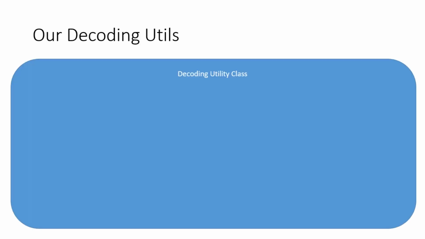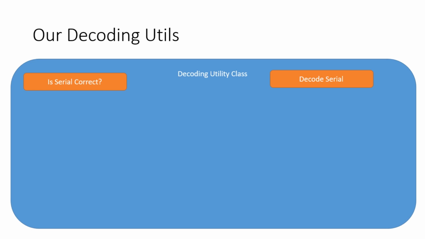Right, moving on, let's visualize our app in the decoding utility class and see how our app is defined right now. So this is our class, the decoding utility class, and we have two main functions there, is serial correct and decode serial. They are both our main functions.